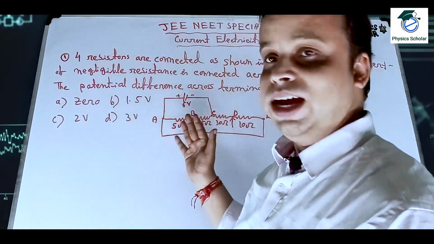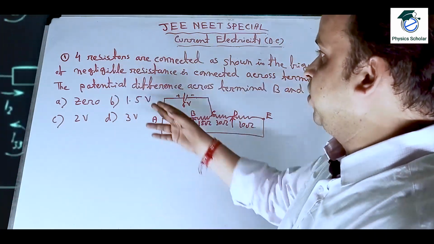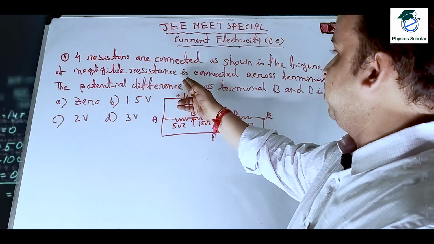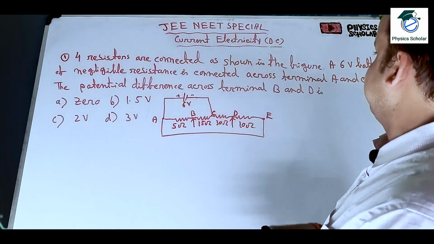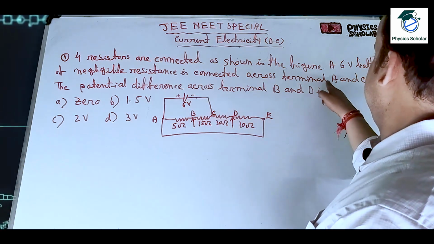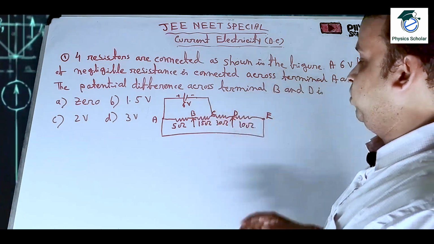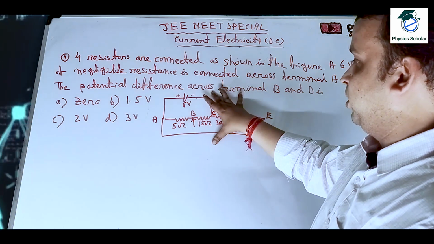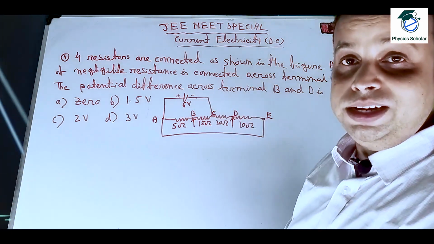Now let us start from problem number 1. Four resistors are connected as shown in the figure. A 6 volt battery of negligible resistance is connected across terminals A and C. Now we have to determine the potential difference across terminals B and D. We can actually rearrange the diagram just like a Wheatstone bridge.